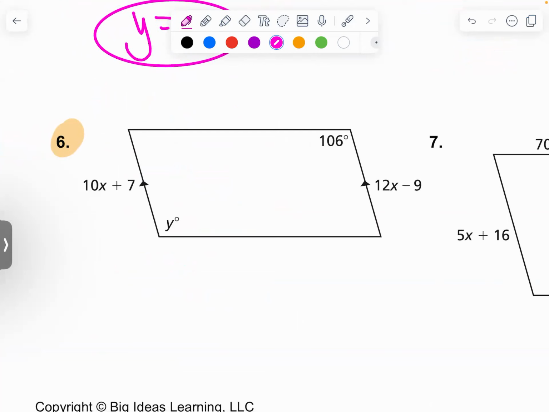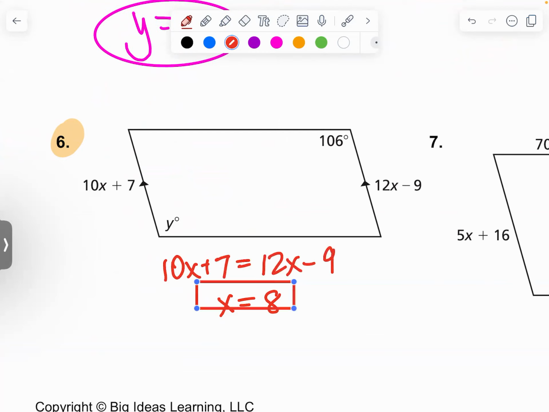Ben, what did you get for x? Okay, and if we want x equals 8, Sam, how do we set up an equation? Oh, then x plus 7 equals 12x minus 9. Maybe? Is that a 9? Yeah. All right, Harvey, what's y? I didn't get that. But you can look at there's no algebra involved. 106. Awesome.